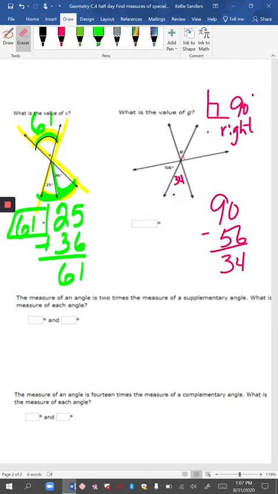There we go. I'm getting better at it. Okay, let's go back to the 34. So if this angle is 34, then G is 34 because they are vertical angles.